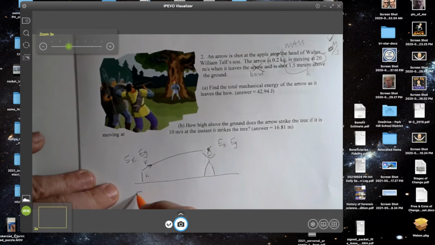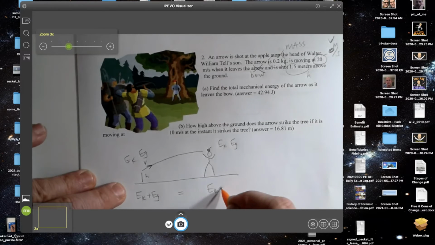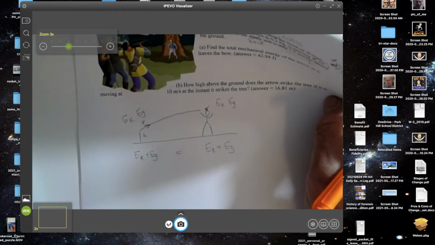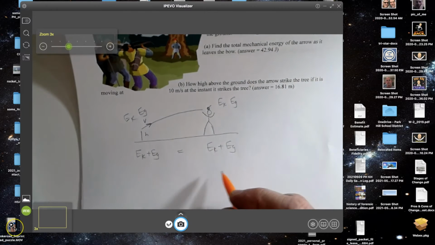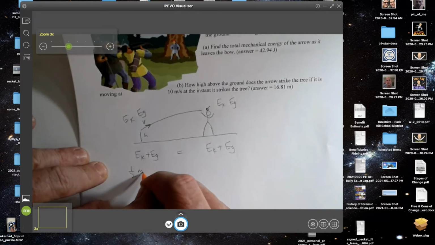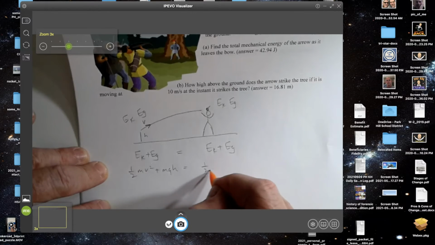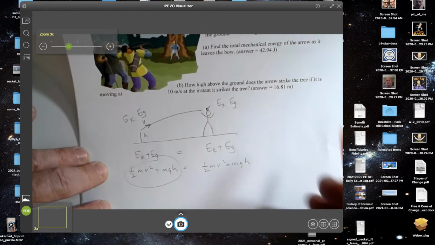So we would say EK plus EG at this position is going to be equal to EK plus EG at this position. Now we really would have a little bit of dissipative effects, but we don't need to include that because we're just going to ignore that here. And we don't have any sort of spring energy because we're dealing with the arrow once it's in flight, or once it just leaves the bow. So we would say 1/2 mv squared plus mgh is going to be equal to 1/2 mv squared plus mgh on this side. All this would represent that total mechanical energy.